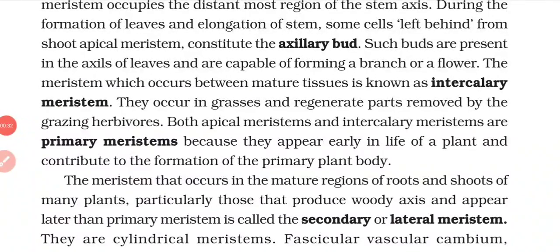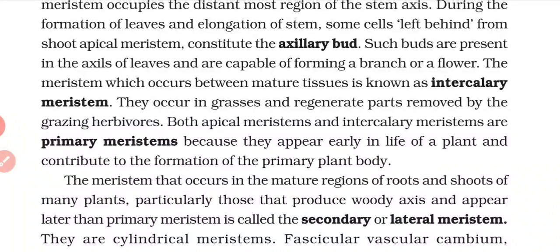Now the meristem which is present between the mature tissues, we call it intercalary meristem. For example, it is found in grasses. Whenever grazing herbivores eat those grasses, after some time these intercalary meristems are able to grow that part back.